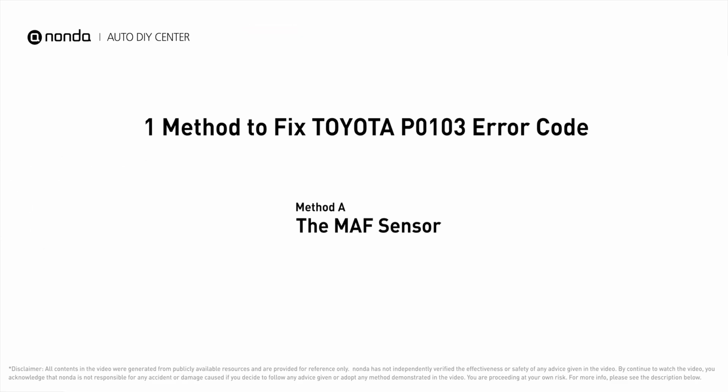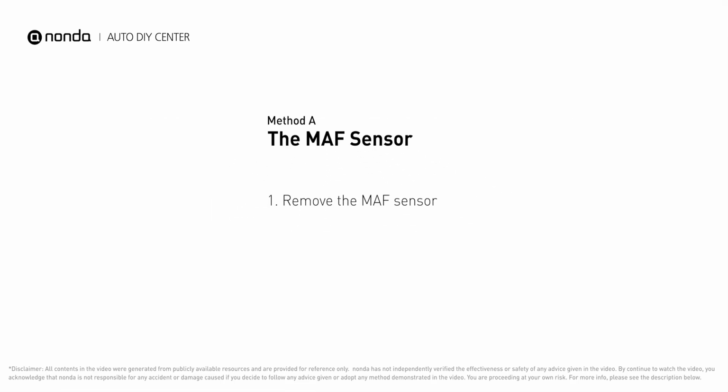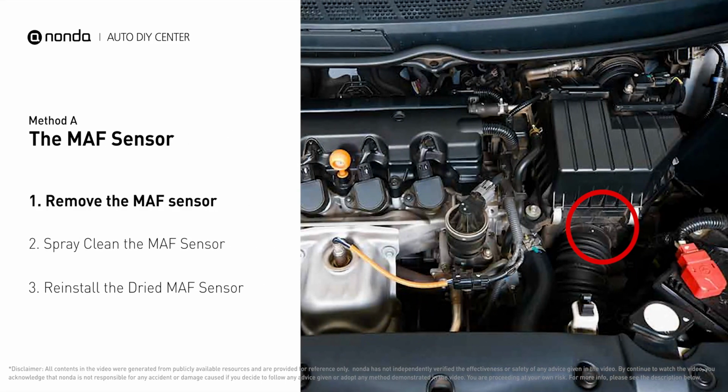Here are one of the most practical solutions to fix Toyota's P0103 error code. Method A, MAF Sensor. MAF sensors are located between the air filter and the throttle body.